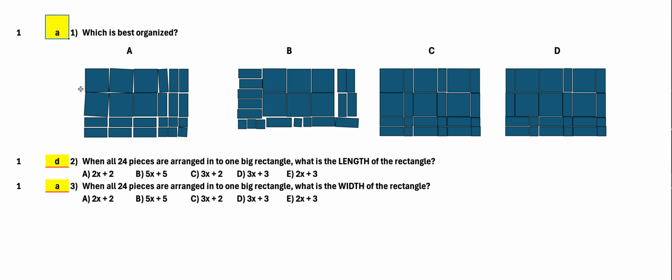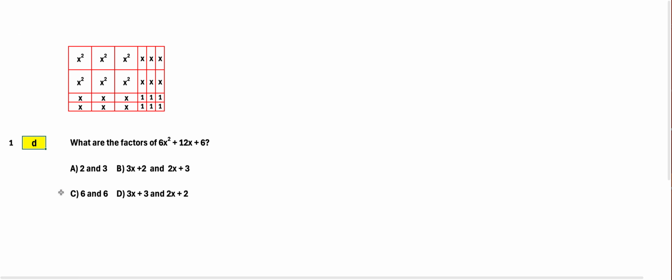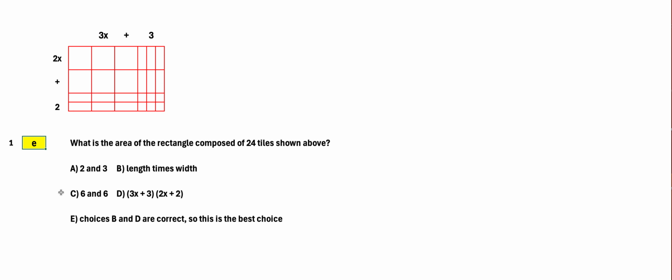3X plus 3. Looking down this way, maybe I can say it better this time. X plus X plus 1 plus 1, that's 2X plus 2. Right there it is, and that's A. And here's another way that you could draw it much easier on your paper. Sketch it out like that. 3X plus 3, that makes sense, for the length, and 2X plus 2 for the width.